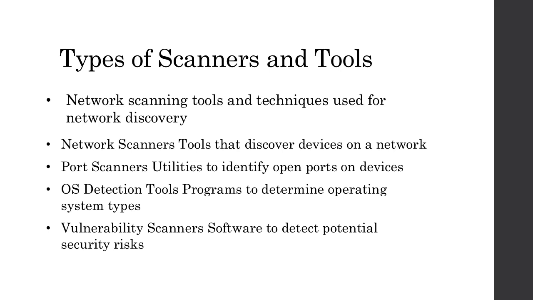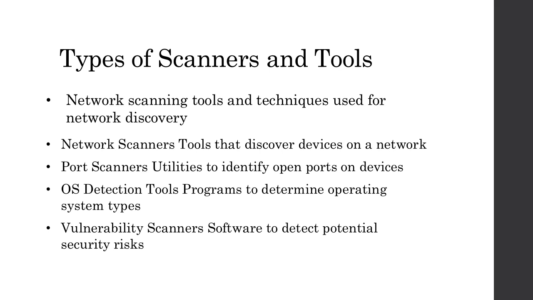Here's a simple explanation. Network scanning tools. Imagine you're trying to find all the houses on a street where you've never been before. A network scanner is like a map that helps you discover which devices, houses, are connected to the network. Port scanners: think of ports like numbered doors on each house. Port scanners check which doors, ports, are open or closed on each device, helping you understand what services are running inside.